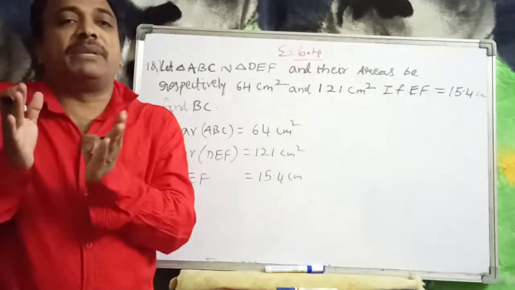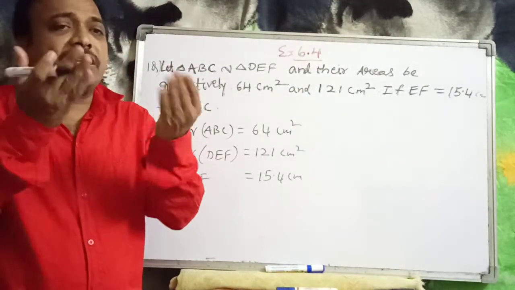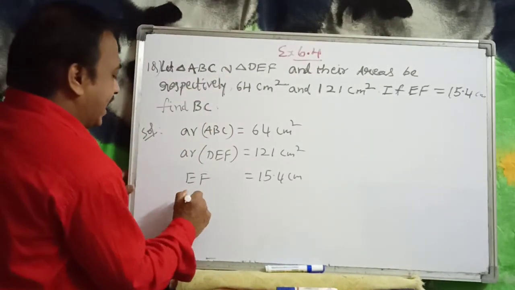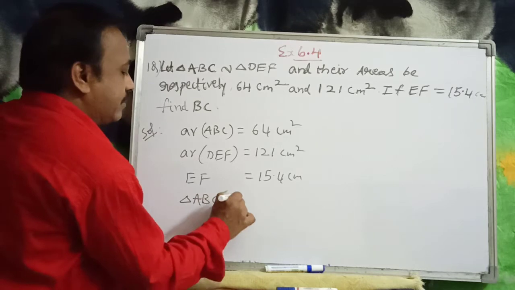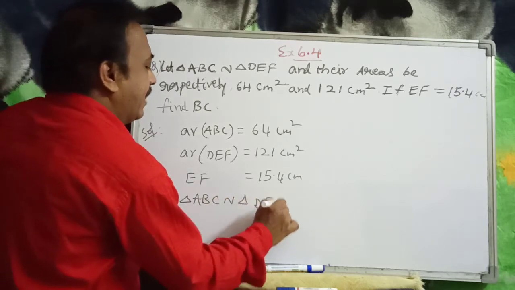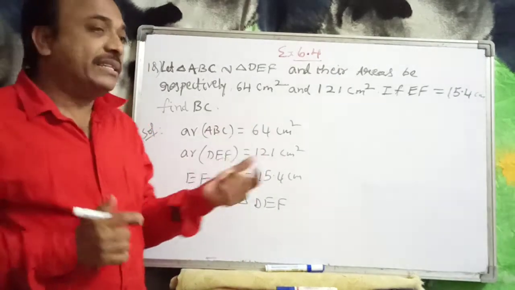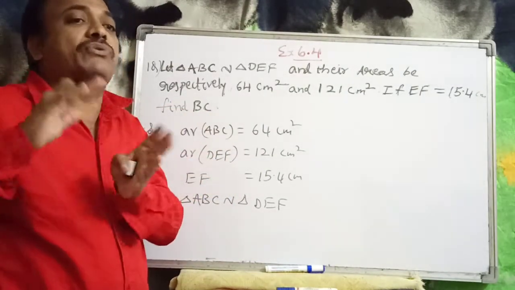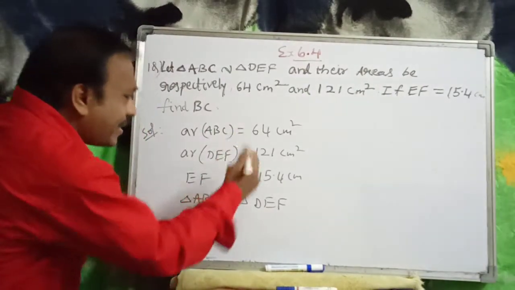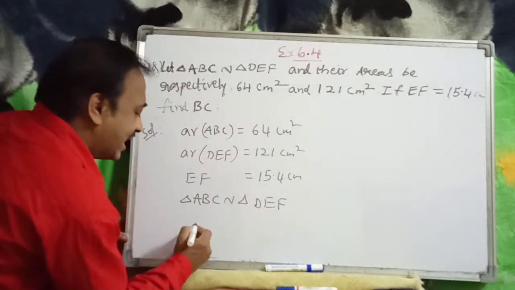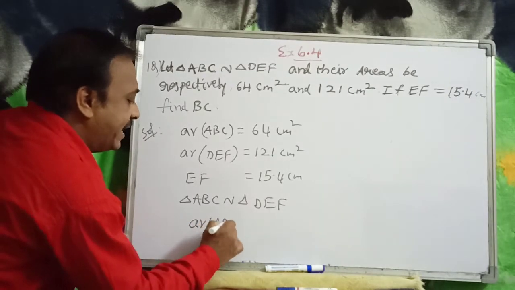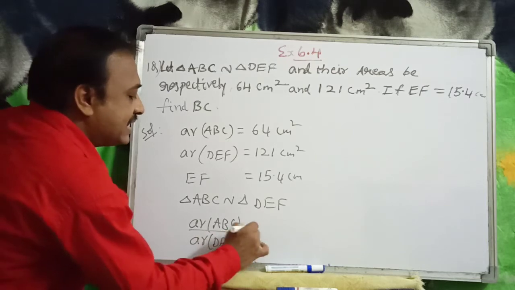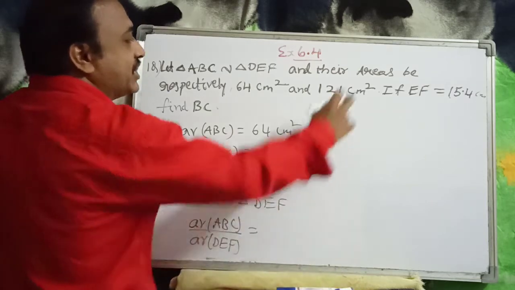According to the areas of similar triangles theorem, the ratio of areas of two similar triangles: triangle ABC is similar to triangle DEF. So once the triangles are similar, the ratio of the areas of those two similar triangles is equal to the square of their corresponding sides. Now, area of ABC by area of DEF is equal to the corresponding sides, which are in proportion.